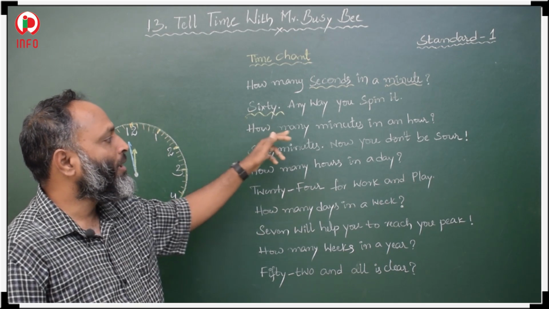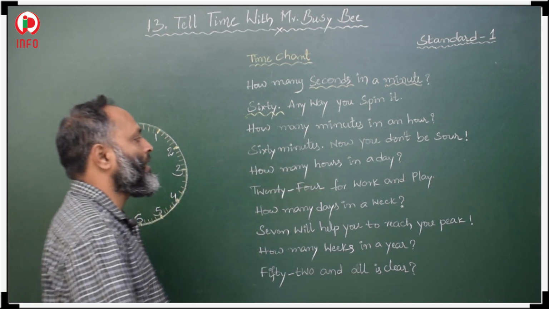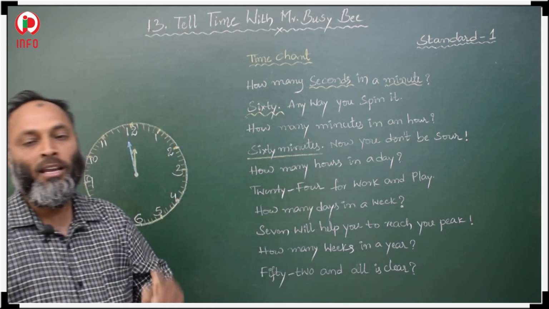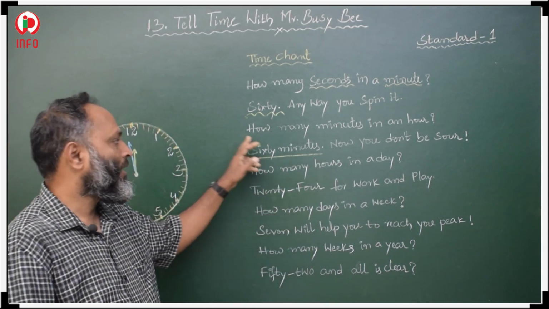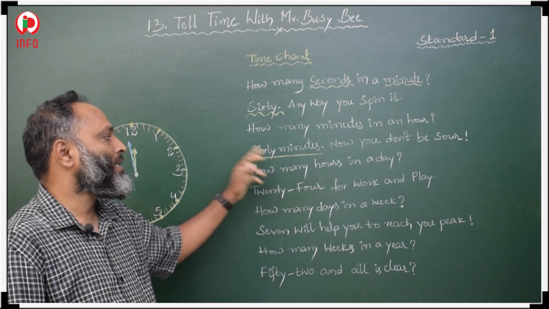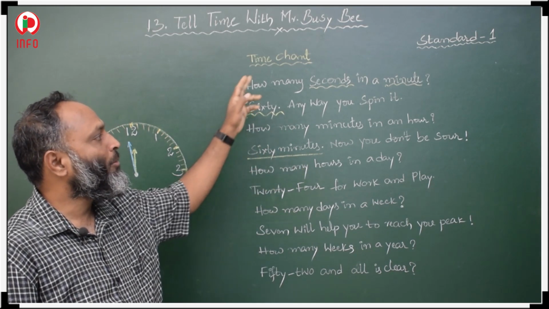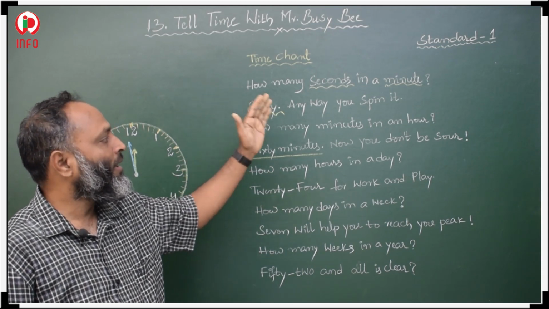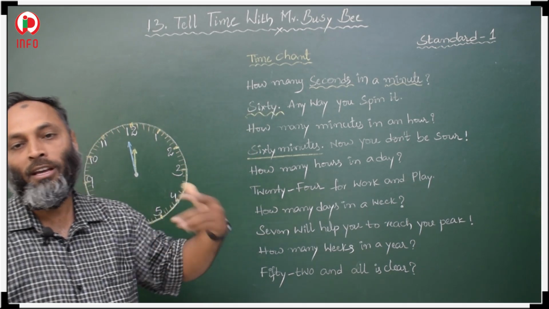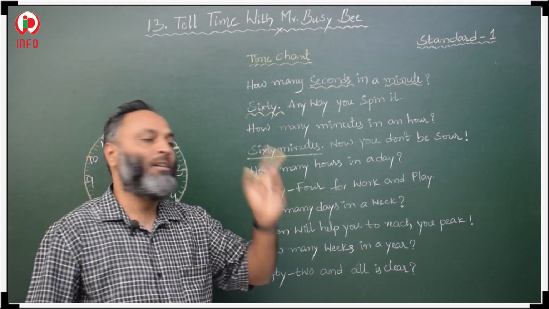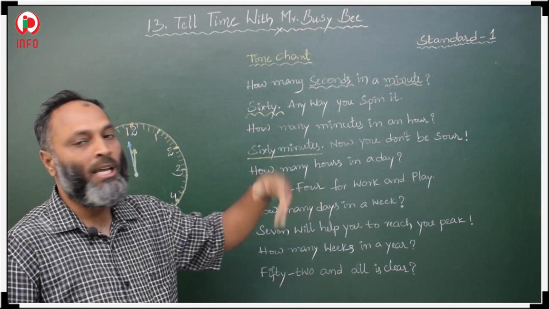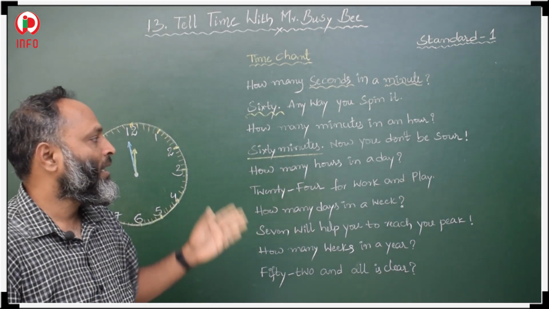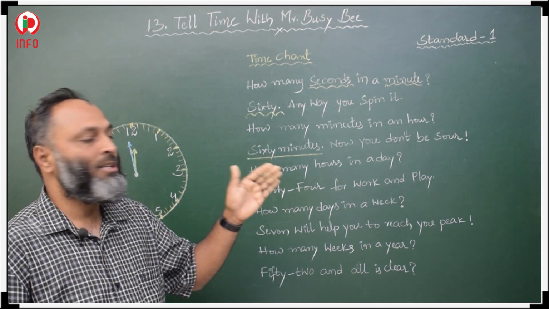Next, how many minutes in an hour? 60 minutes in an hour. In 1 hour, 60 minutes. How many minutes in an hour? 60 minutes. First, how many seconds in a minute? 60. So anyway you spin it, means you should rotate. So how many minutes in an hour? 60 minutes.